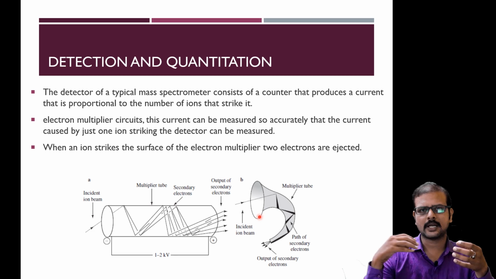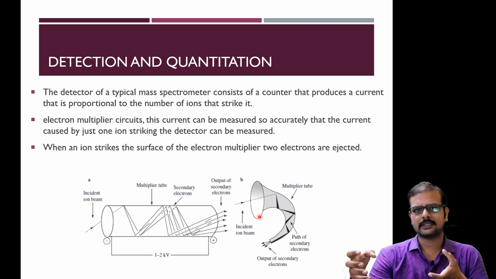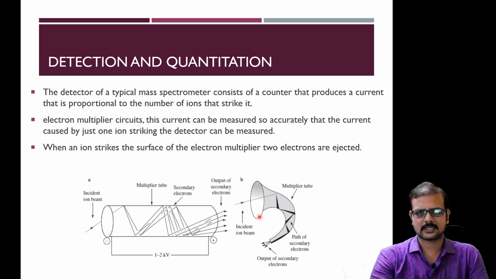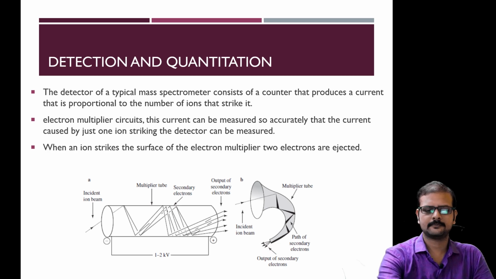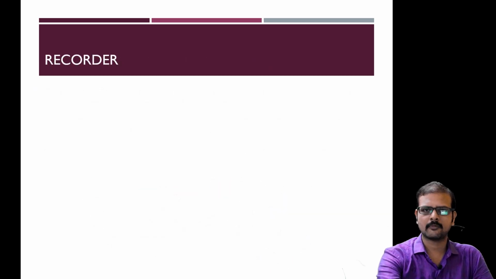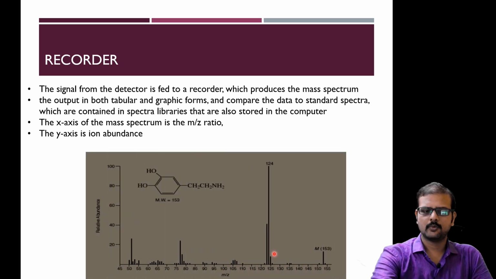So the ions which are coming out of the mass analyzer will be multiplied in the detector and will be recognized by the detector in multiples. So the outlet of the multiplier will have a recorder. The recorder works as a simple recording, as a graph which is represented like this.